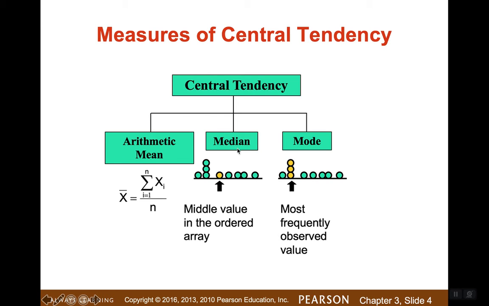The median, on the other hand, is the middle value in an ordered array. Remember, one of the approaches we take with data is to take a sample, or even a population, and sort it into high-low order. If we take the middle value of that, that's what we call the median. And the mode, the third measure of central tendency, is the most frequently observed value.